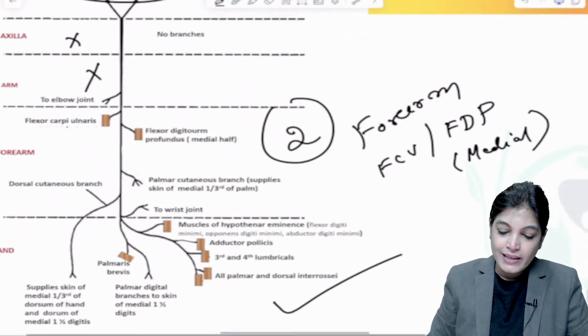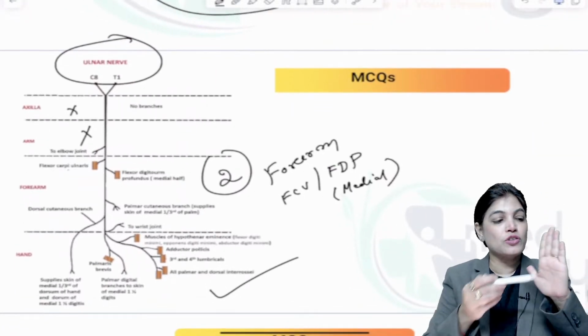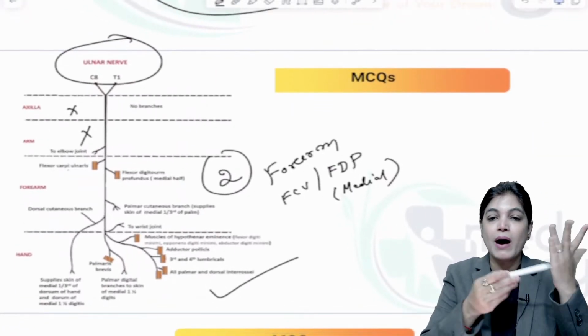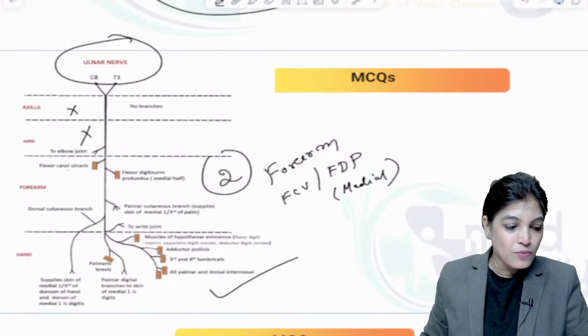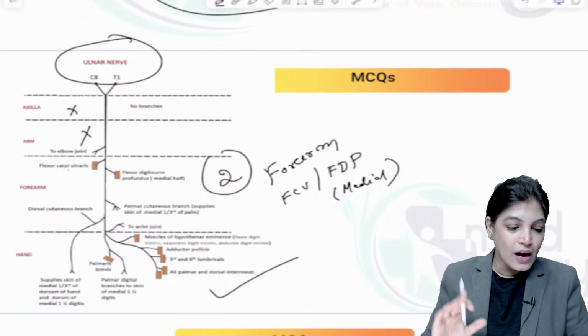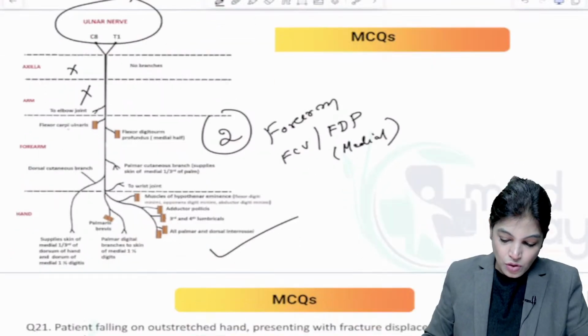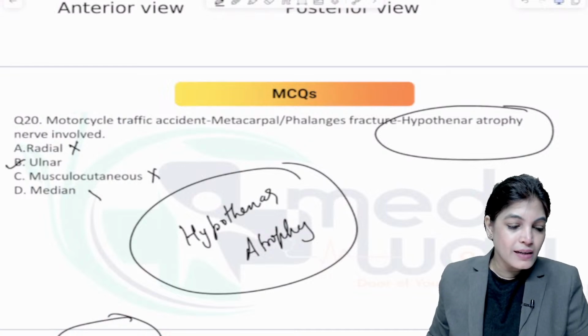So hypothenar region is definitely innervated by ulnar nerve. It also gives sensory innervation to medial 1.5 of the fingers and the palm and dorsal aspect of medial 1.5 fingers. So definitely we have got the right answer. Okay, any doubt students, you can ask me. So ulnar nerve is the right answer. Is it okay? So we'll mark ulnar nerve as the right answer.